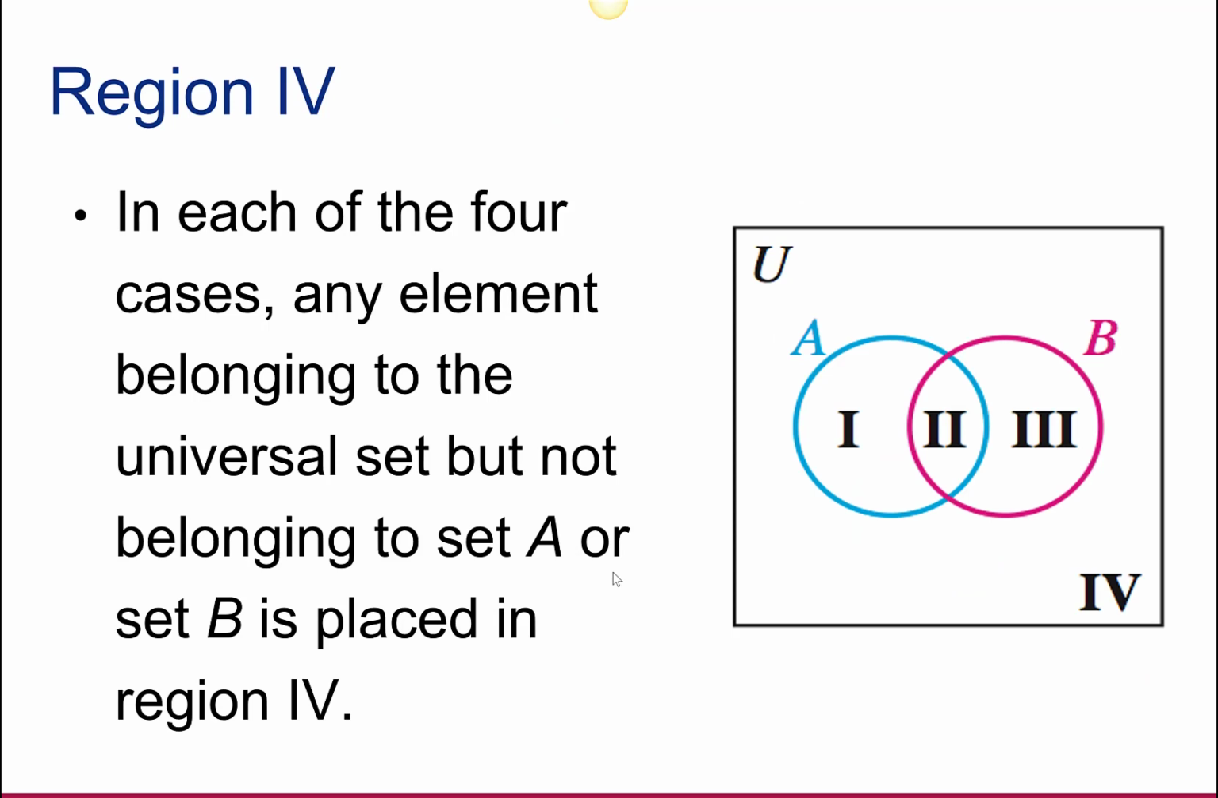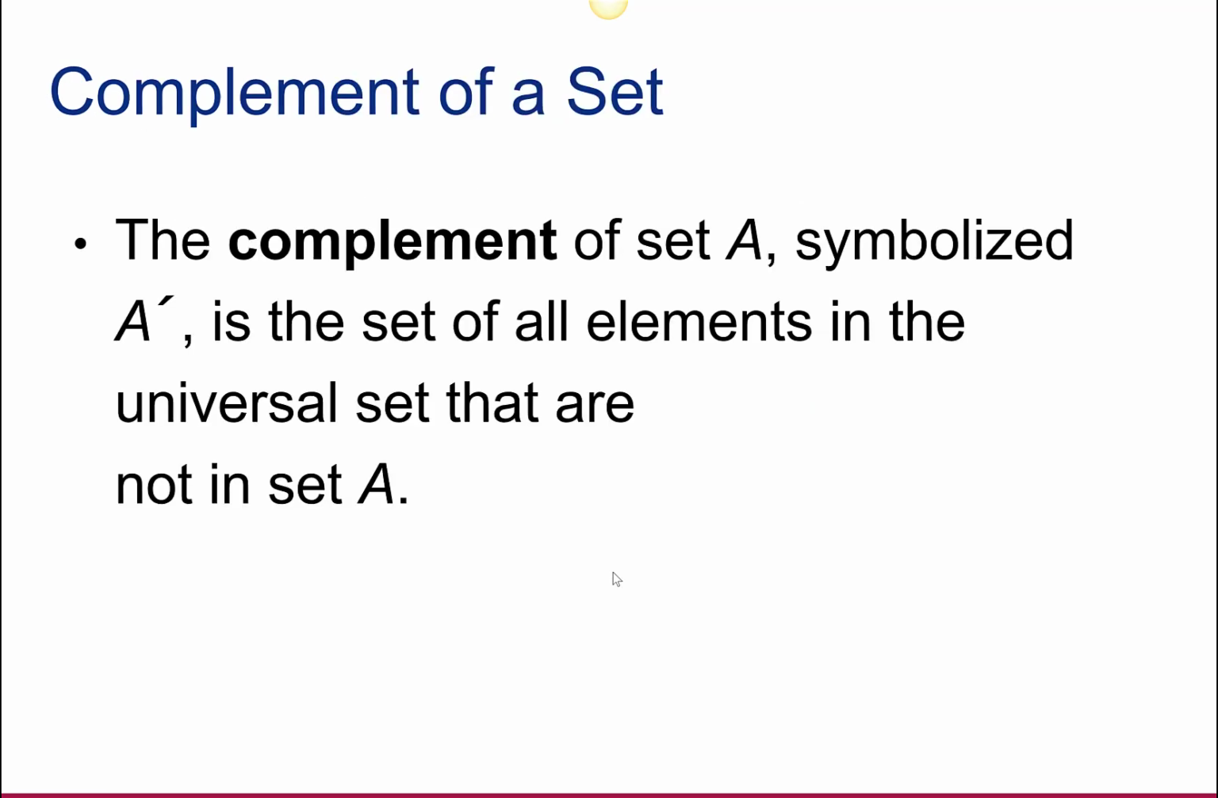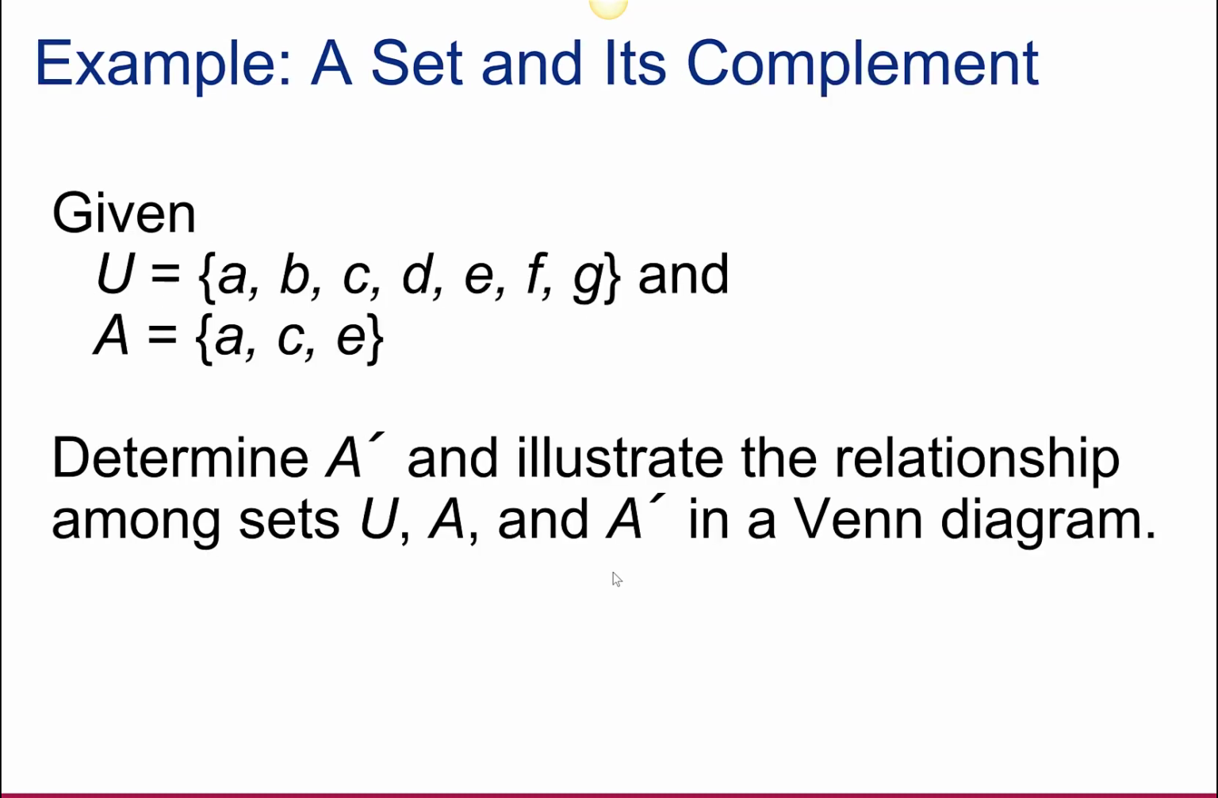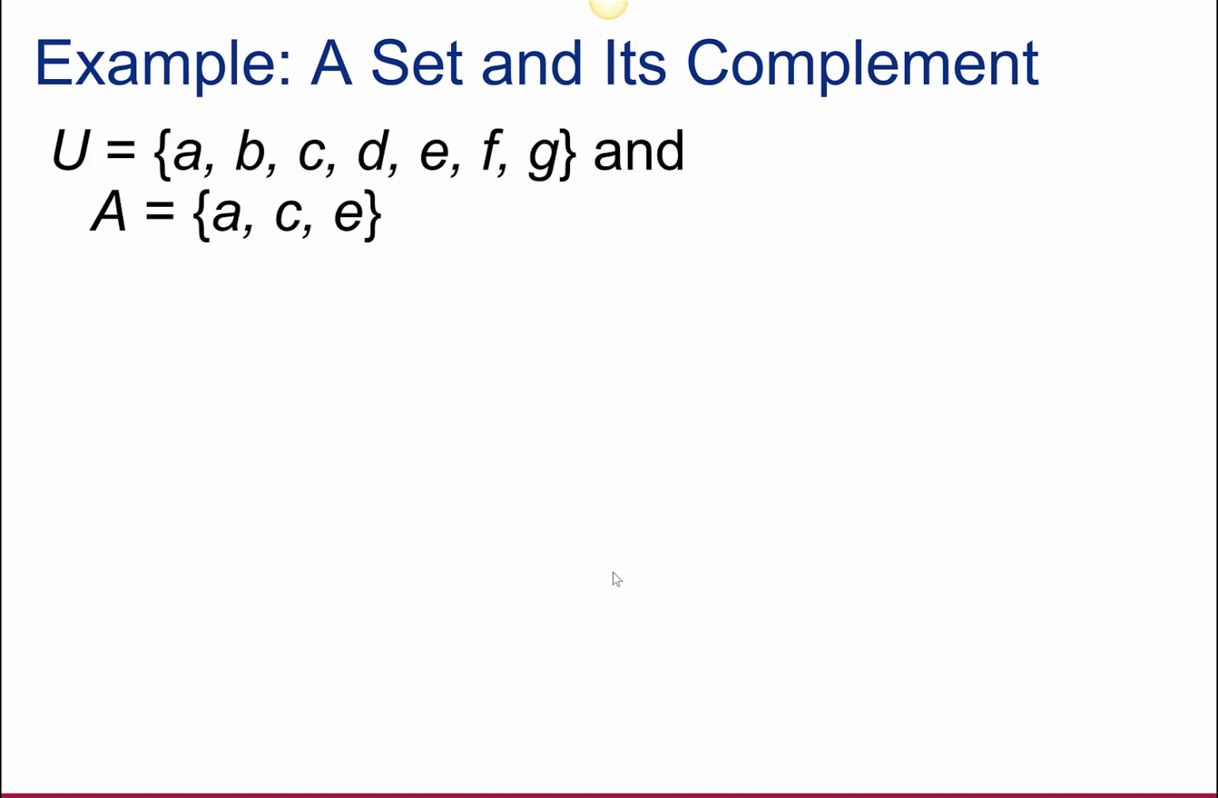The complement of a set, symbolized with A with a prime, is the set of all the elements in the universal set that are not in set A. And here's what that looks like on a Venn diagram. Given that the universal set contains the letters A, B, C, D, E, F, G, and set A contains the letters A, C, and E, determine A prime and illustrate the relationship among the sets in a Venn diagram.